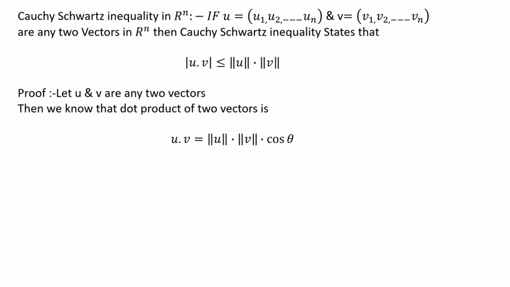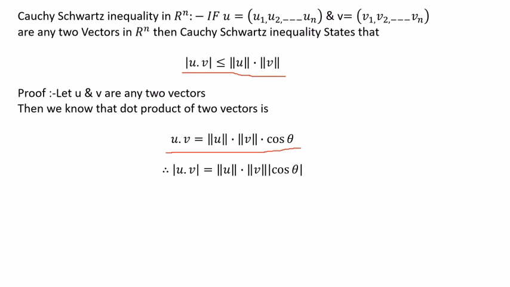Now if you observe carefully, what do we want to prove? Modulus of u dot v is less than or equal to norm u into norm v. But we have u dot v equal to norm u into norm v into cos theta. So what is missing here in the definition? Modulus. So to prove this theorem, our next step is to take modulus on both sides. When we take modulus on both sides, what will we get? Modulus of u dot v is equal to norm u into norm v into modulus of cos theta.